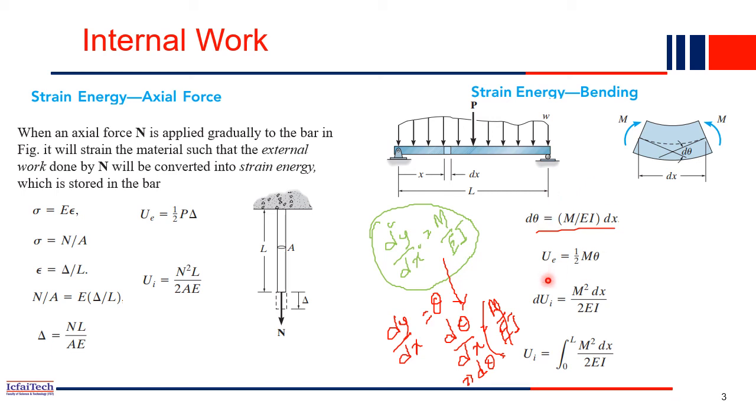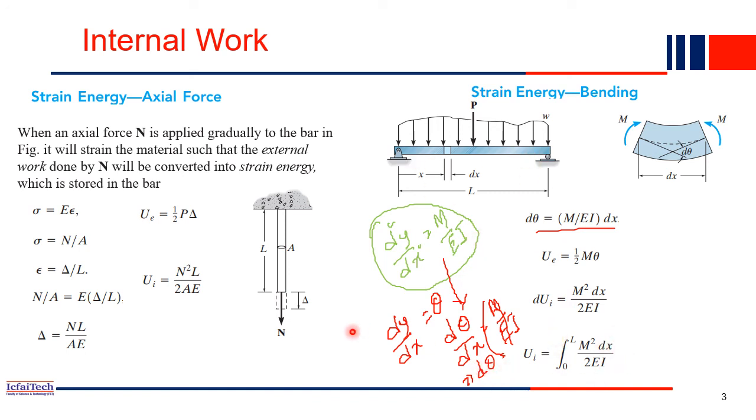We know the external work done is half into M into theta. In the last slide we saw that the external work done because of the moment is half M theta. Just replace the d theta value here, and we get the internal strain energy developed as M square dx by 2EI. Taking the integration from 0 to L over the entire length, you get the total of M square dx by 2EI.